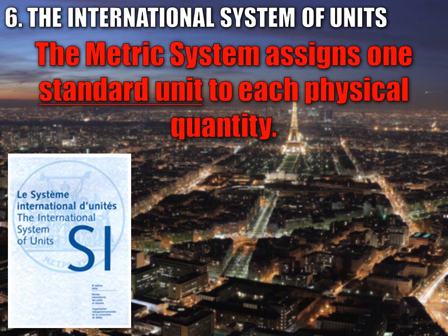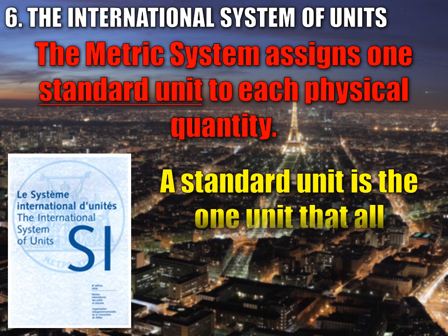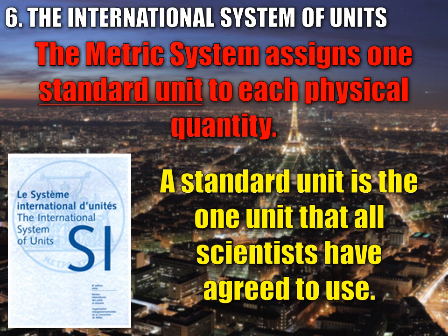So the way the metric system works is it assigns one standard unit to each physical quantity. So for example, for time, we're supposed to use seconds. For weight or force, we're supposed to use newtons. So that's what the metric system says, that every single physical quantity is assigned one standard unit. So a standard unit is the one unit that all scientists have agreed to use. That's why it's called a standard unit. This is the International System Unit, also known as the SI unit.